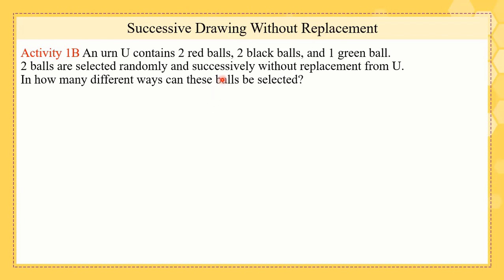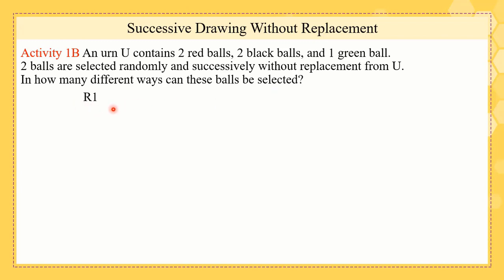So in fact we have 5 balls, 2 red, 2 black, 1 green, and we need to choose 2 balls out of these 5 balls. How do we need to choose them? We're going to select them successively without replacement. Let's see how we find these ways.